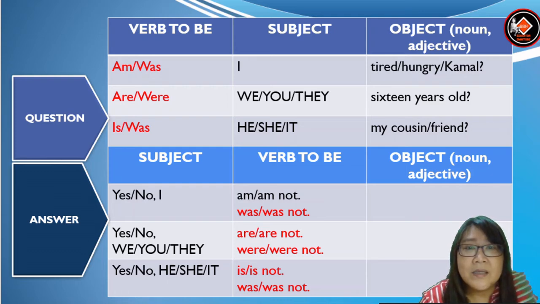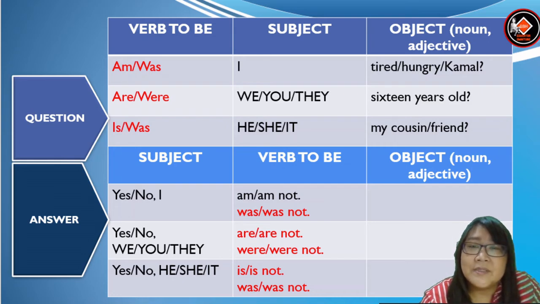Am I Kamal? Or am I hungry? So the next one we have are or were. So are here will be the present simple and were is the past simple. So the subject we have we, you, they. For example, are we 16 years old? Are they 16 years old? Or you can say were they 16 years old?